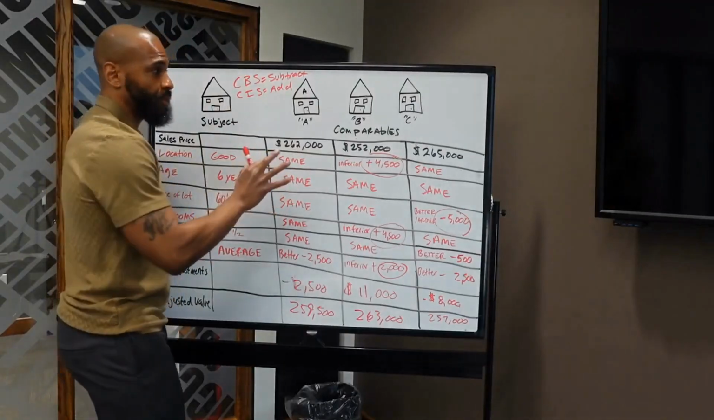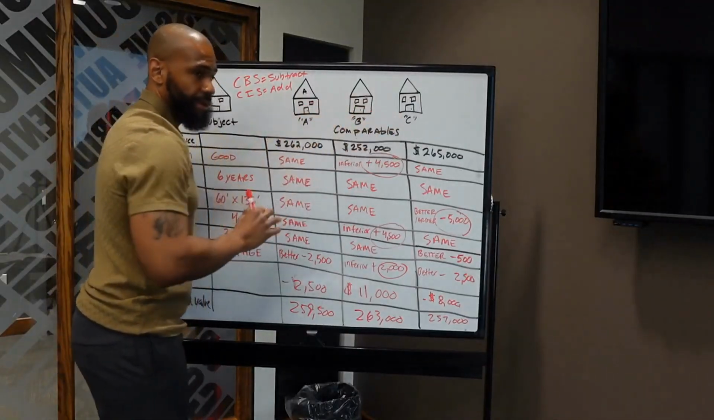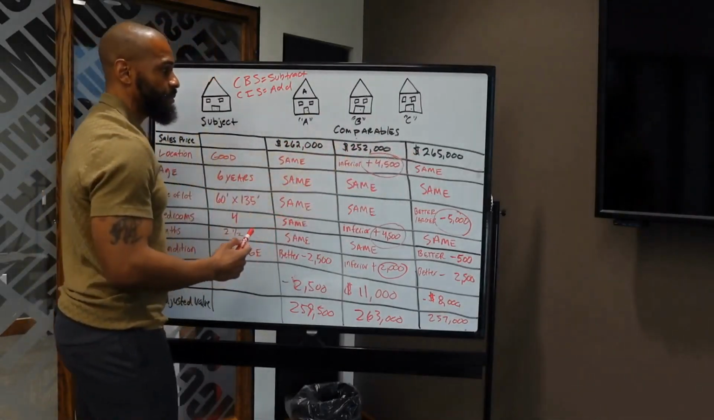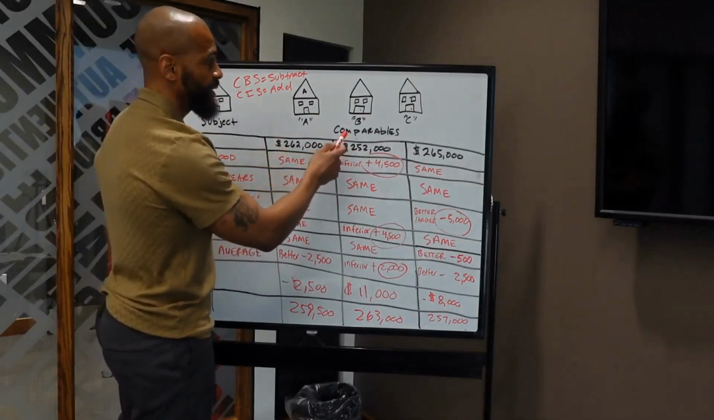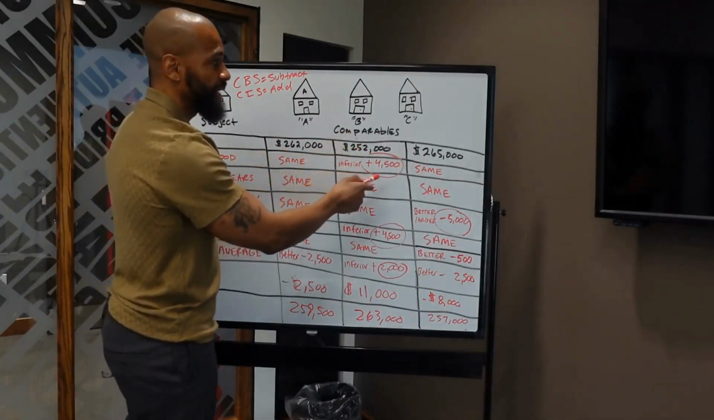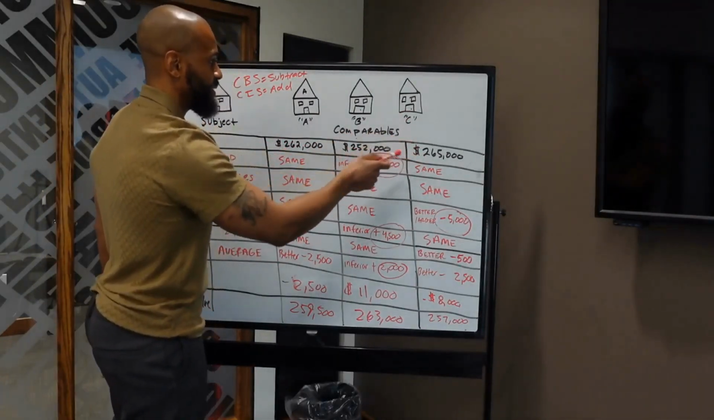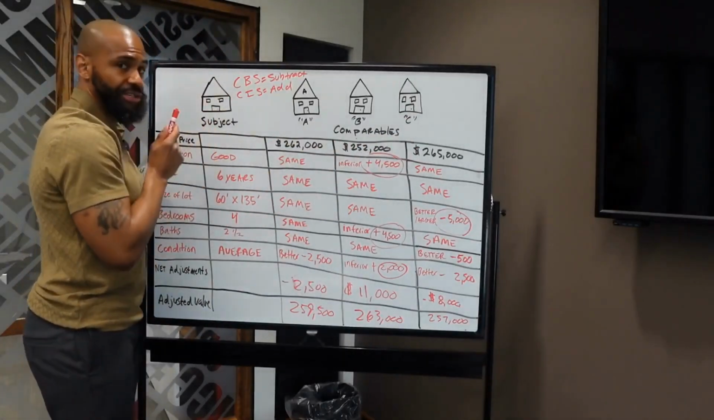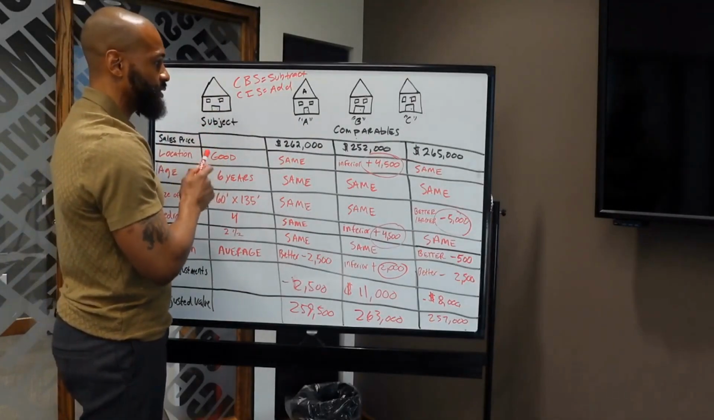In today's example, we're going to use 3 comparables. We have our sales price for each comparable, $262,000, $252,000, and $265,000. We compare to our subject, the property we need to determine the fair market value of.